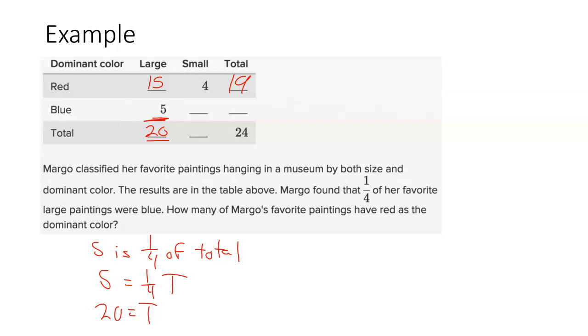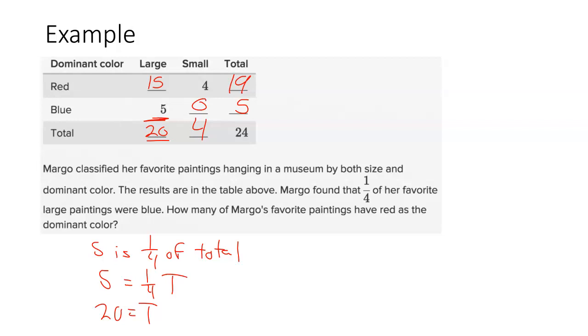All right, now, of all of the paintings, 19 of them are red. She has a total of 24 favorites. How many of them are blue? 5. If 5 of her favorite blue paintings are large, how many are small? 0. If 20 of her favorite paintings are large, how many are small? 4. Okay, so we can look through and fill in that missing information on the two-way table.